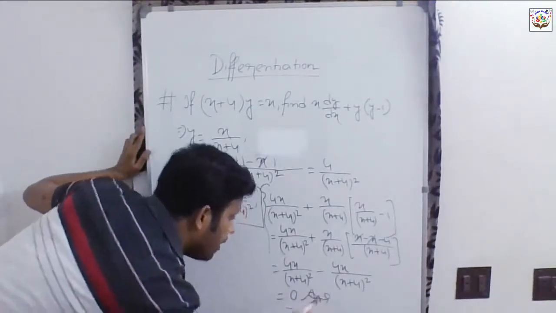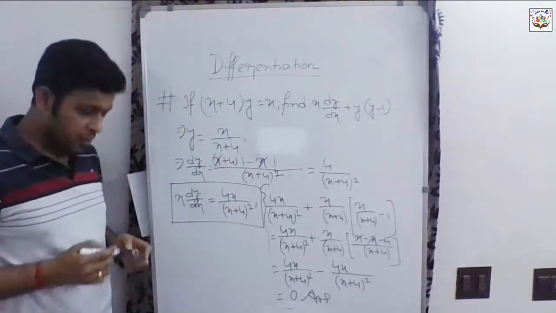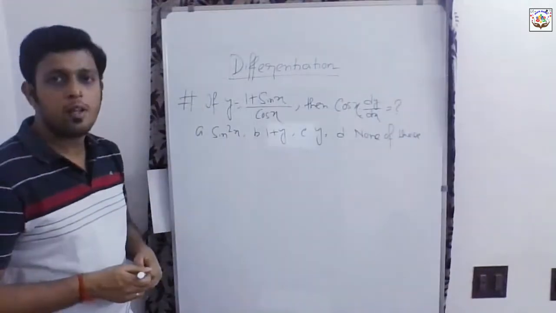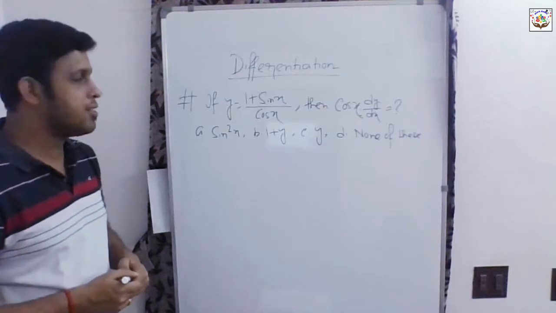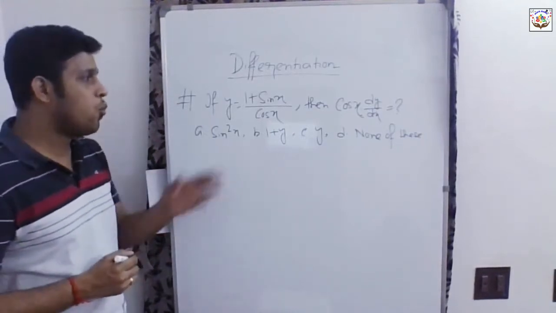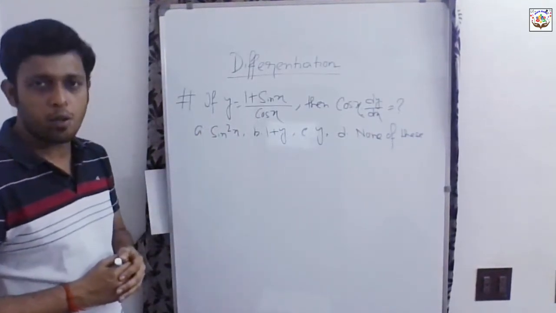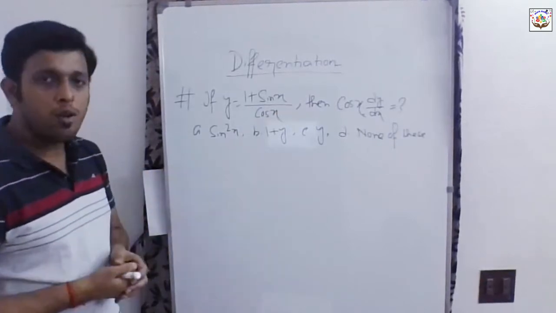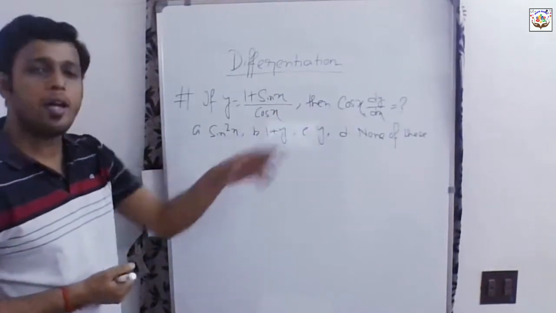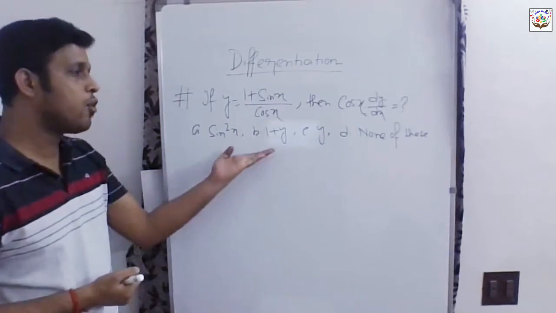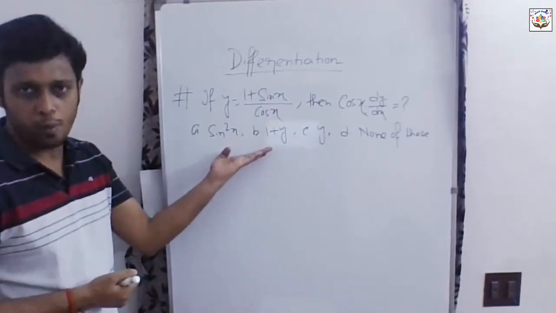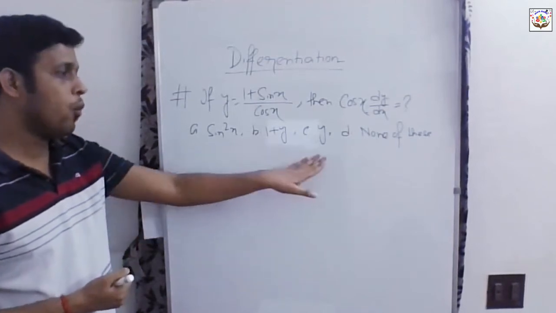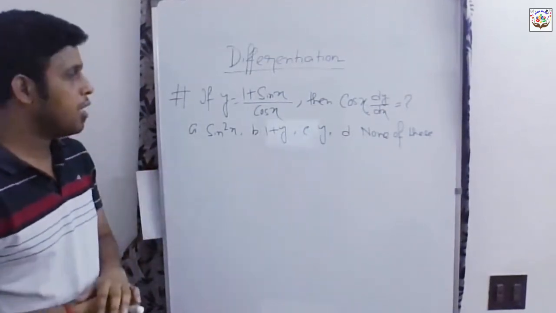Okay, easy to understand. So we'll move on to the next problem. We have our next problem as, if y equals to 1 plus sin x divided by cos x, then what will be the value of cos x into dy dx? We have 4 options for this problem: sin square x, 1 plus y, y, and none of these.